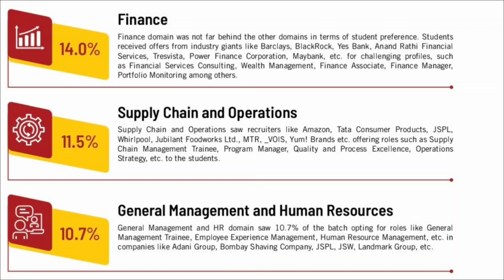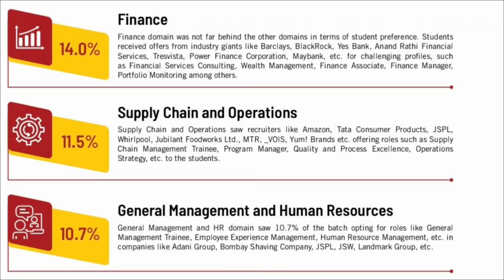Then there were 11.5% placements from supply chain and operations. So if we consider the top recruiters for this, then those are JSPL, Amazon, Tata Consumer Products, Whirlpool, and there are so many companies over there. And if we consider the roles offered in supply chain and operations, then those are process excellence, operations strategy, program manager, quality and process excellence, and there are so many roles over there.